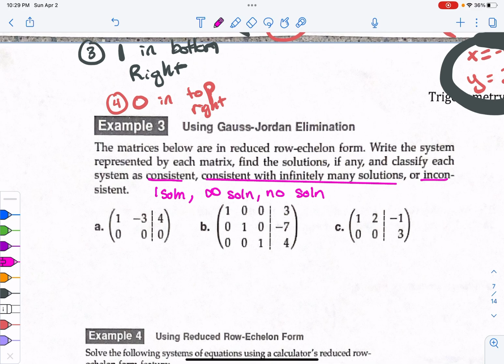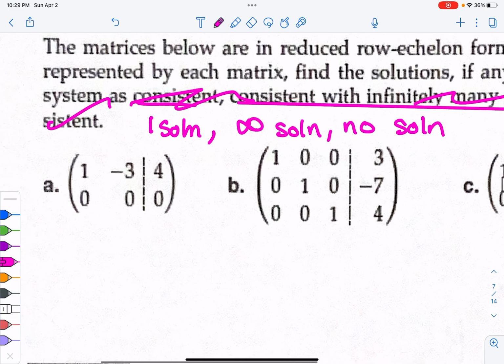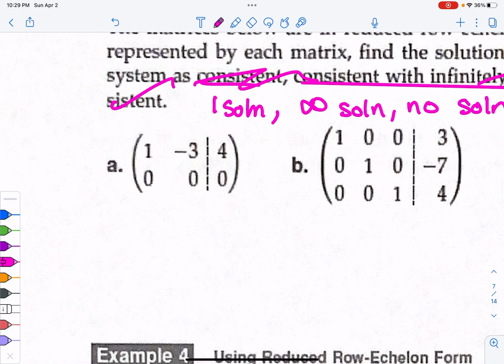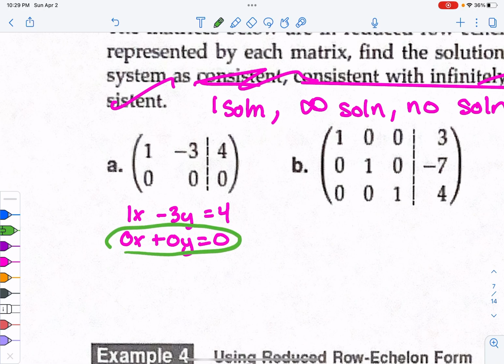All right, so I don't care about consistent, inconsistent, whatever. Just give me how many solutions there are. Okay, the first thing it wants us to do is write out what this means. If that's the answer, this means that 1x minus 3y equals 4. But then this bottom one says that 0x plus 0y equals 0. And if I'm looking at just this bottom one, we've had systems of equations before where we have 0 equals 0, which is what this is saying, because 0x plus 0y is the same thing as 0.